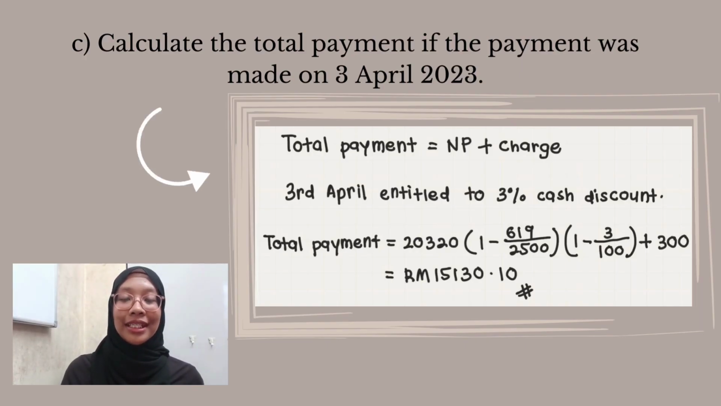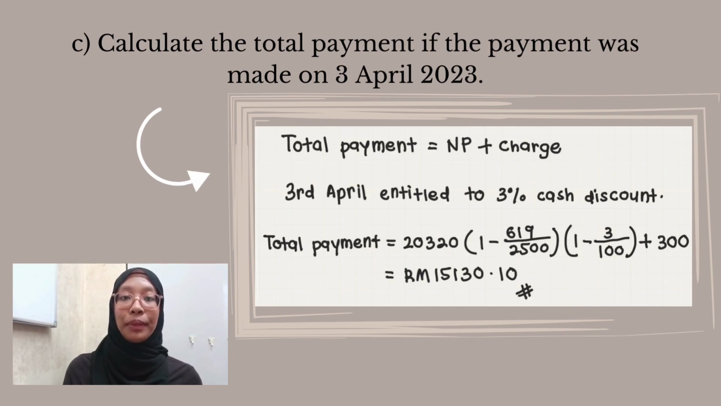So, the last question is question C. Calculate the total payment if the payment was made on 3 April 2023. The formula for total payment is NP plus charge. NP stands for net price. Charge is the transportation cost plus insurance. So, the total charge is 300 ringgit. 3rd April is entitled to 3% cash discount because payment was made 14 days after the date of invoice.